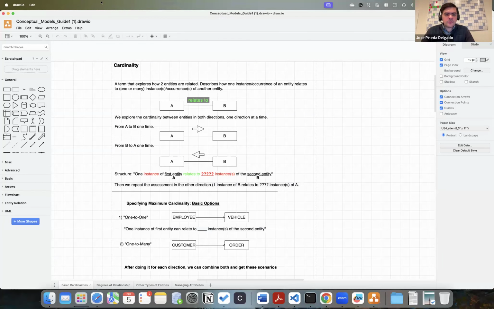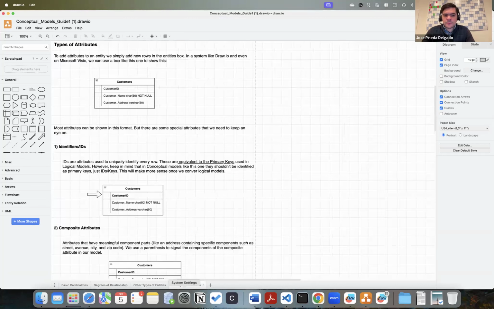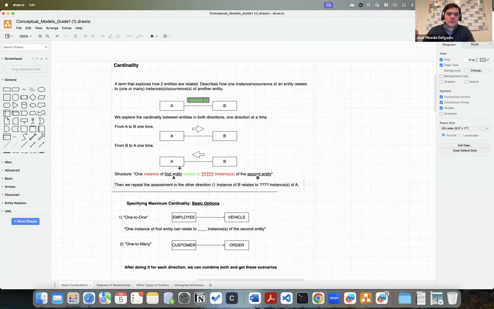So having said that, in this file, what we have is 4 different tabs: basic cardinalities for relationships, degrees of the relationship, that essentially covers how many entities can be connected in one relationship, other types of entities that we might want to explore, and the attributes. So let's go back to the basics.